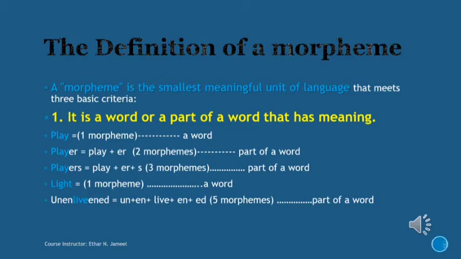The first un is a morpheme, and it is part of the word unenlivened, and it has meaning. It has the meaning of not. Ed, for example, the last one, also has the meaning of past tense. So each one of them, un, en, live, en, and ed, is a morpheme, and it is part of a word, and each one of them has meaning.